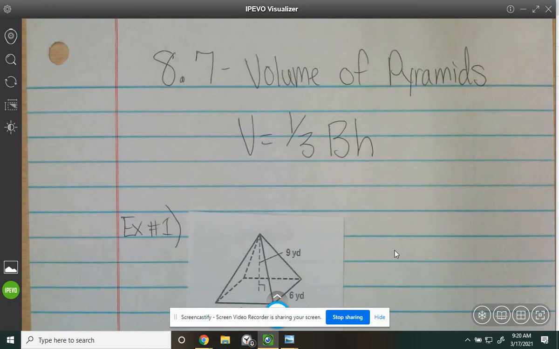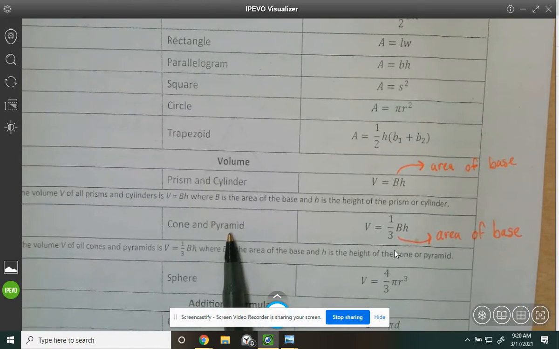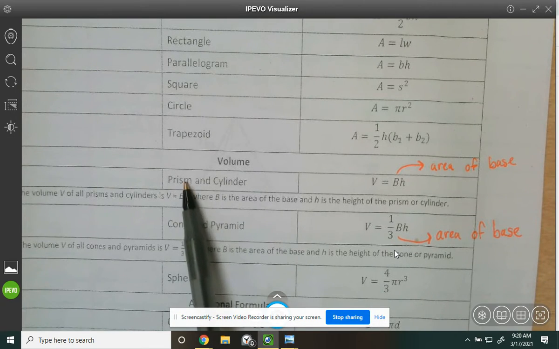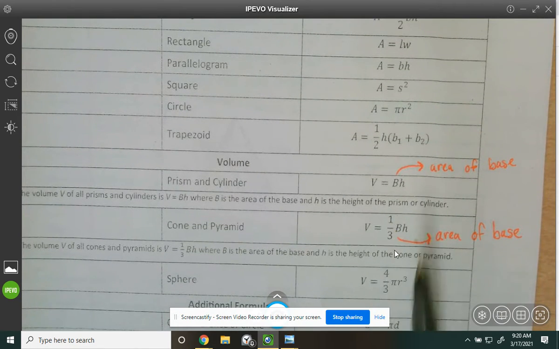Okay, so today we are doing volume of pyramids. If you guys look in your little reference sheet here, pyramid is here, right underneath the prism. It always bothers me that they're not prism, pyramid, cone, cylinder. Anyway, so my volume is 1/3 big B times H.